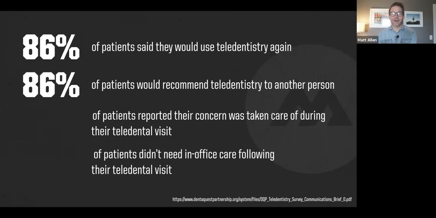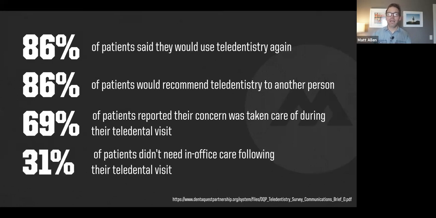86% of people said, hey, once I've tried this, I would definitely recommend using it. I had a good experience doing it. I think that this is super interesting, right? Their concern was taken care of during their teledental visit. Almost 70% of patients reported that, hey, I had a concern and I was able to get it managed during a teledental visit, meaning that 31% of people didn't need in-office care following their teledental visit.